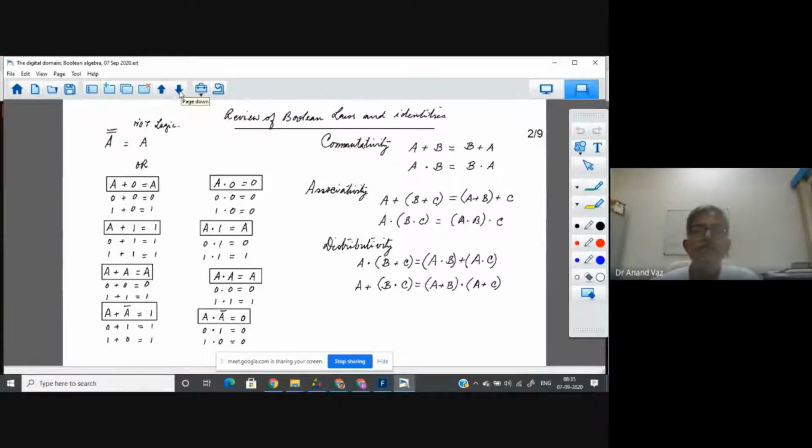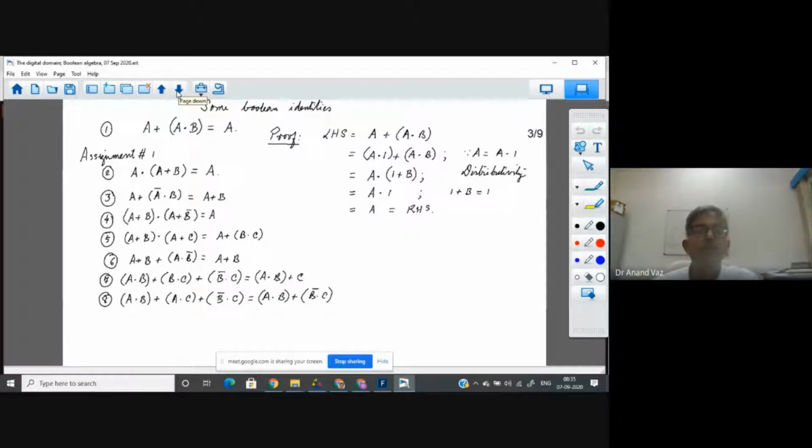We had also reviewed certain Boolean laws and identities, and I had also given you an assignment, and many of you have submitted it. You have time till Friday. So please submit the assignments and see that you don't copy. Try to do it on your own. When you do it on your own, you get confidence. That is very important.